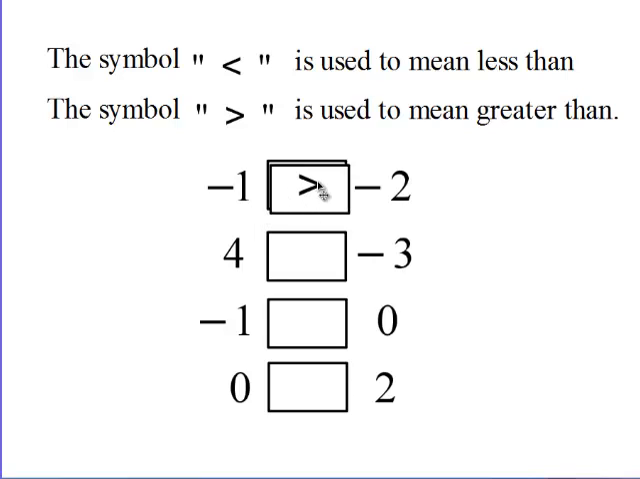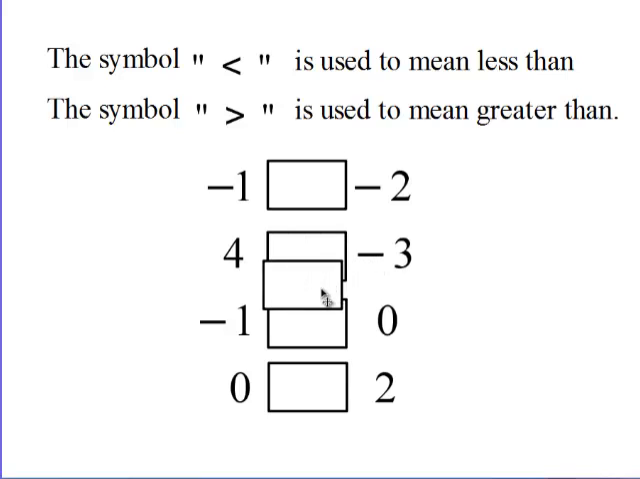When we move to the next one, yes, 4 is bigger than -3. Any positive number is bigger than a negative number. When we come here, yes, 0 is greater than -1, or -1 is less than 0. Then the last one, yes, 2 is bigger than 0, or 0 is less than 2.